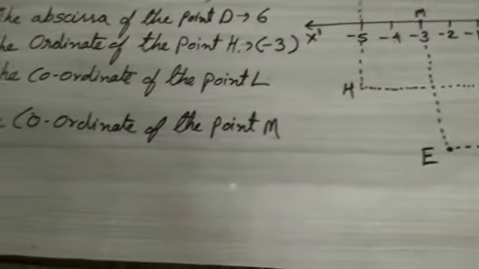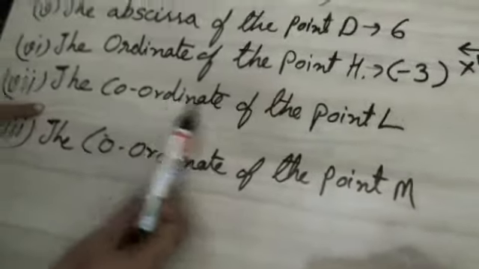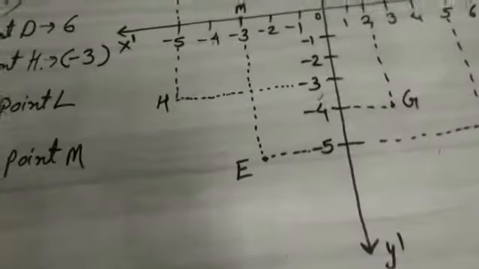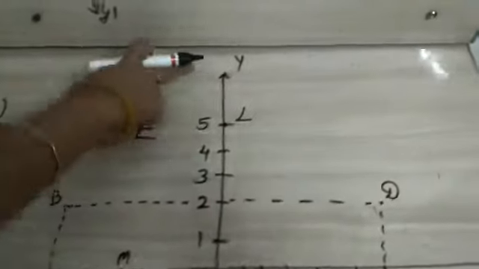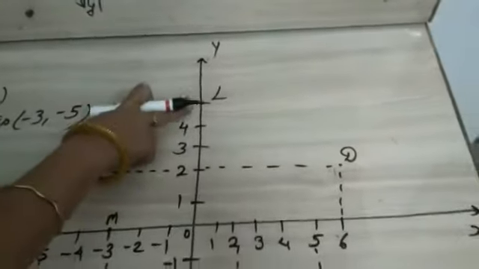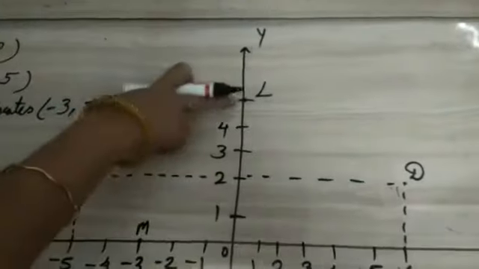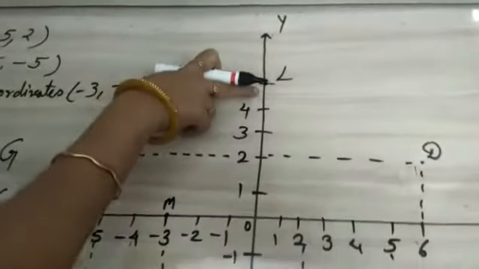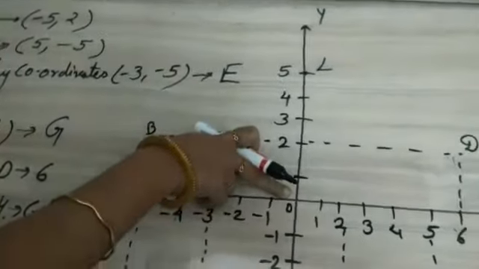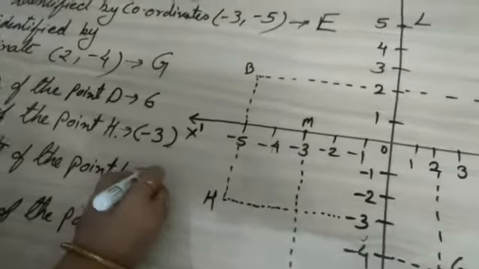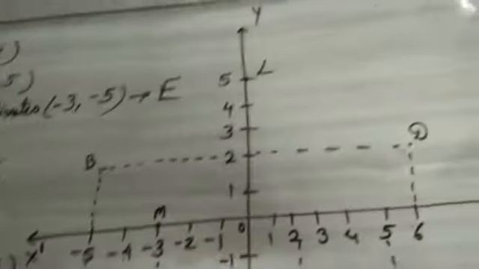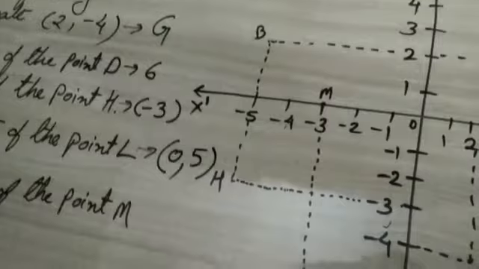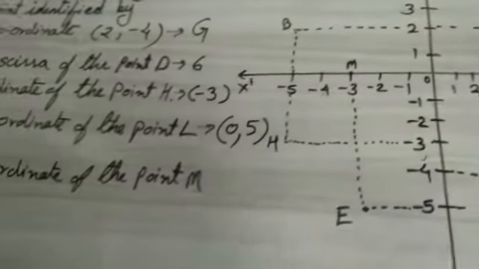Then they are asking us the coordinate of the point L. Whenever we write, the x-axis value will come first. Search properly, where is L? Here is L. Observe, it is on the y-axis. Then obviously the value of x will be 0. Okay, if it is on some axis, you always write the value of the x-axis first, then you write the value of the y-axis. So it will become 0 comma 5.